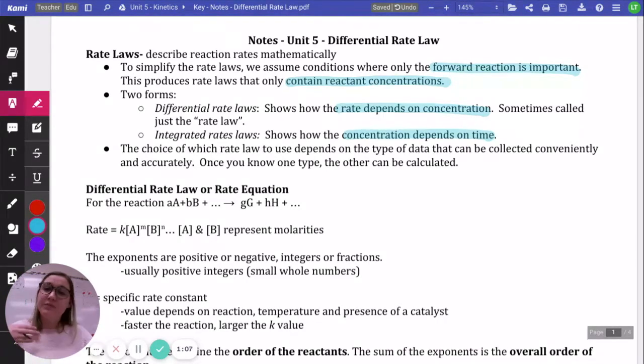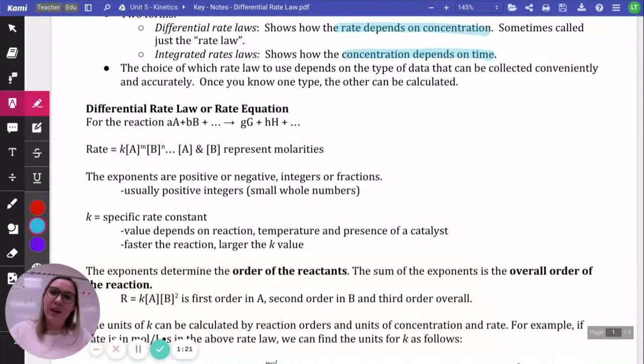Either one is fine, and once you have one type, you can always calculate the other. Today in this class, we're really just going to focus on our differential rate law, and we'll talk about the integrated rate law two class periods from now. All right, so let's jump in.